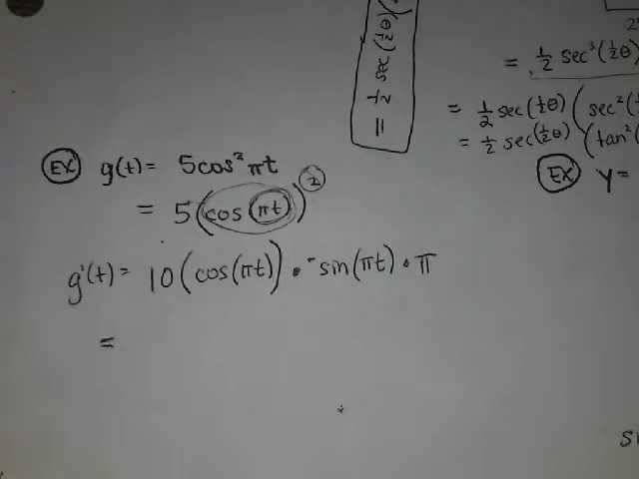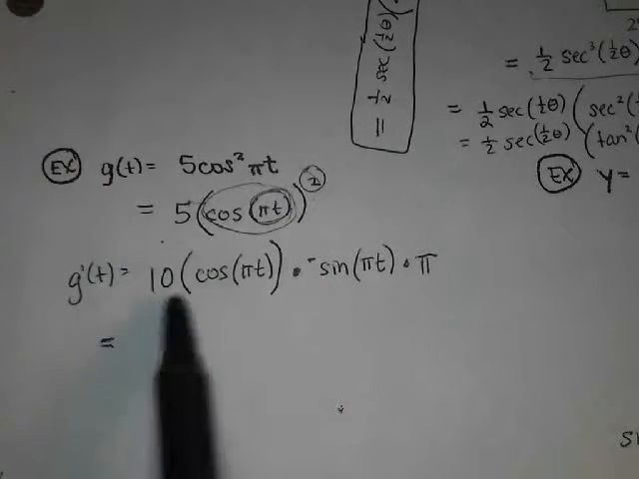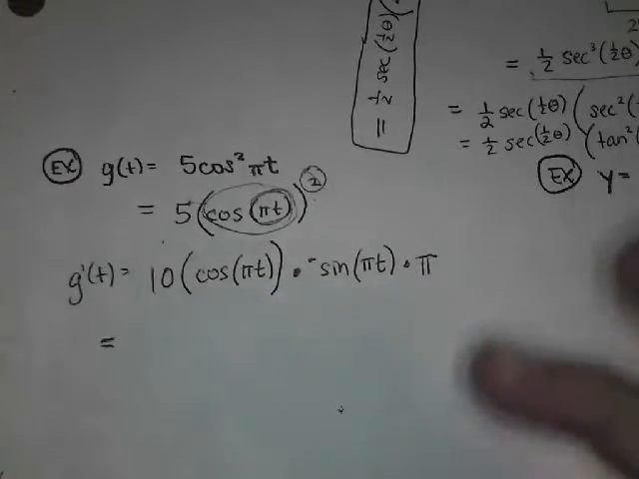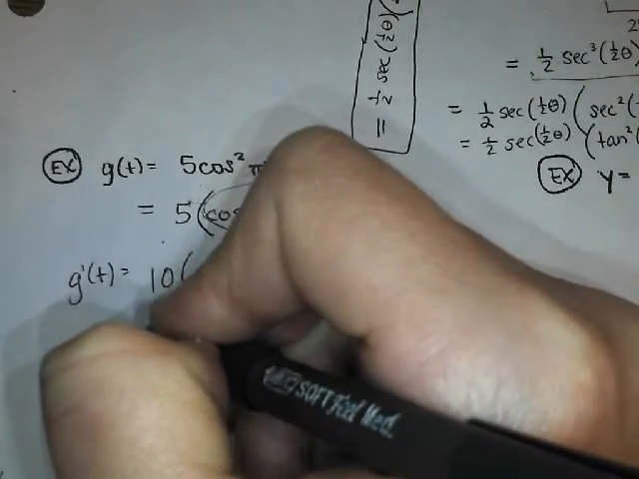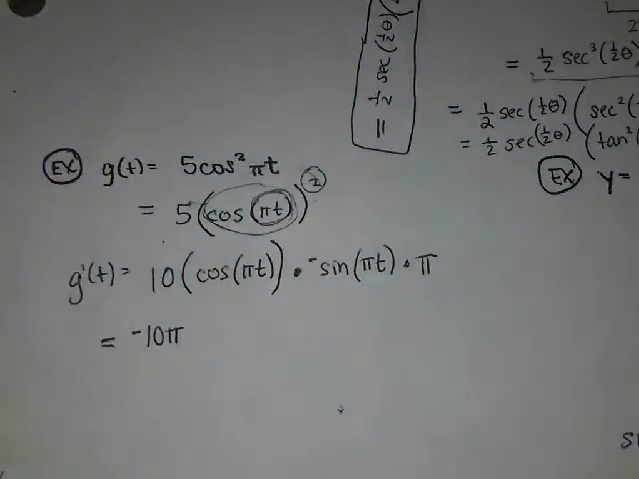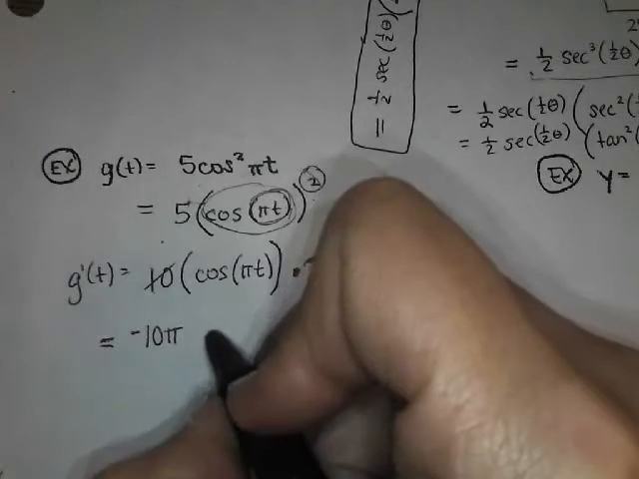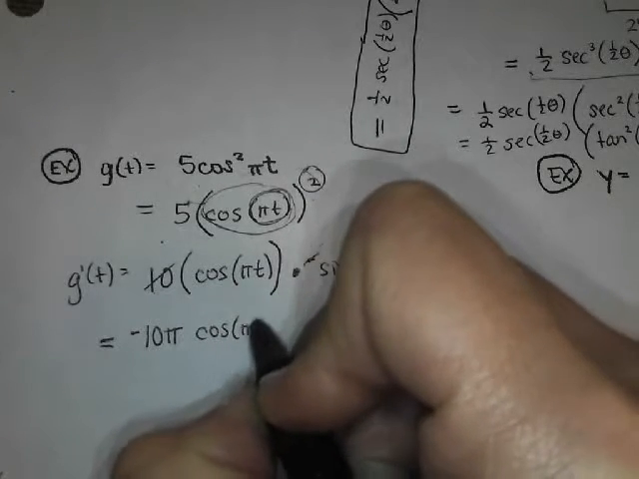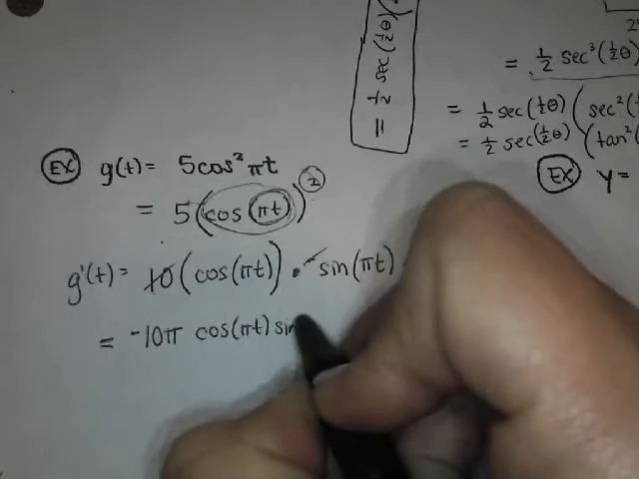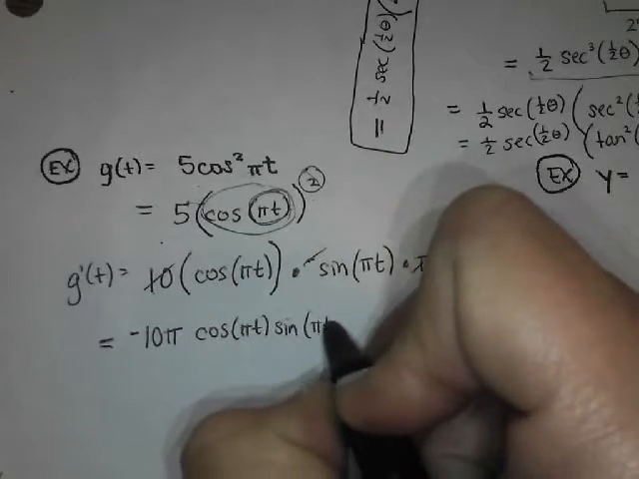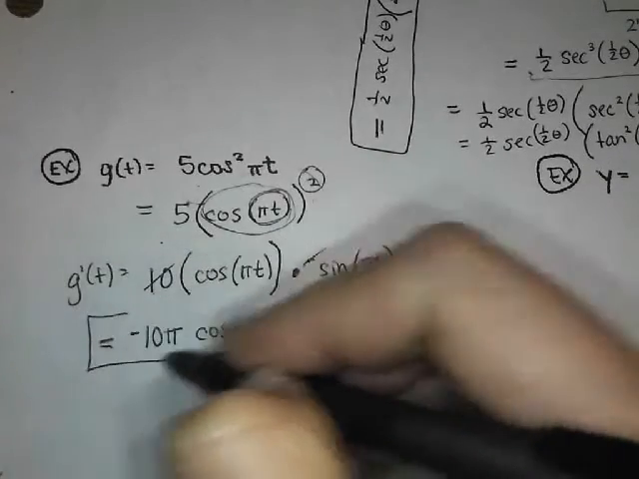Negative 10 pi. You've got this 10, this negative, and that pi. Those are all your monomials. Negative 10 pi. So that takes care of all of that. And then the order from here doesn't really matter. Cosine pi t times the sine of pi t. That one was a little bit nicer than the last.